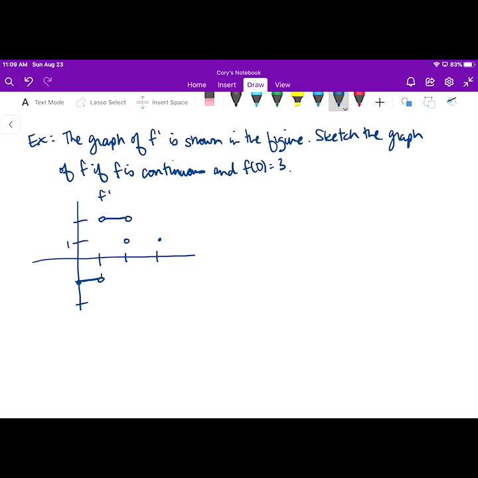Again, pause the video here. Go ahead and work this out on your own, and then you can turn the video back on to check to see how you did. Okay, so let's check and see how we did with this.